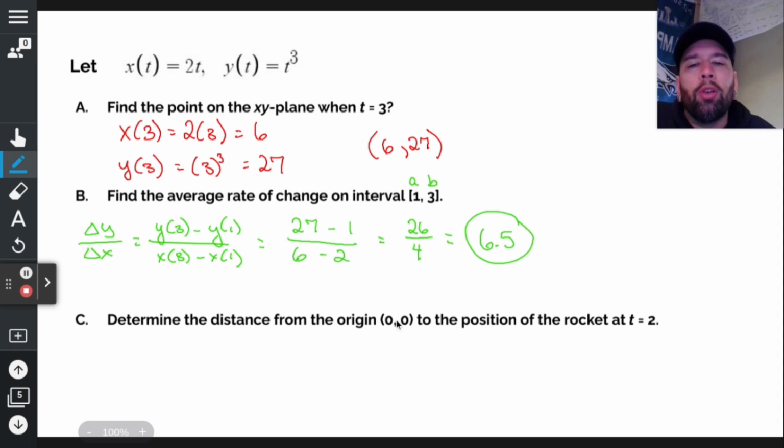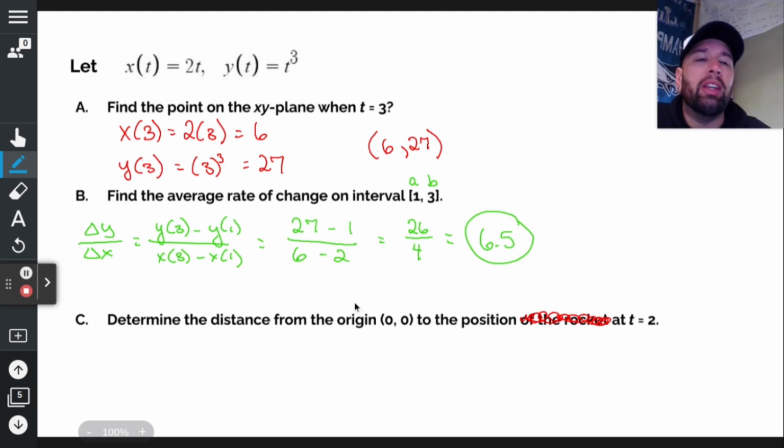Determine the distance from the origin 0, 0 to the position of the rocket. This problem was originally about a rocket. I forgot to get rid of that part. So the position at t equals 2. The distance from the origin 0, 0 to the position at t equals 0.